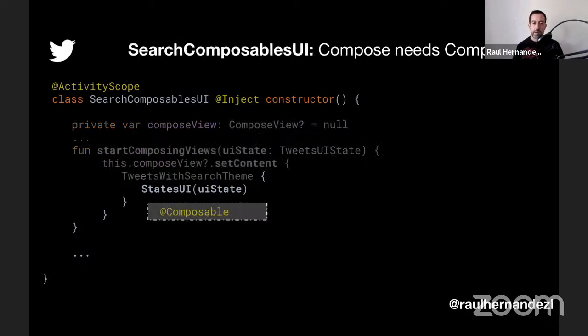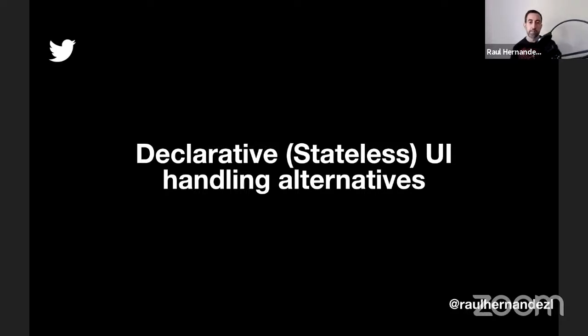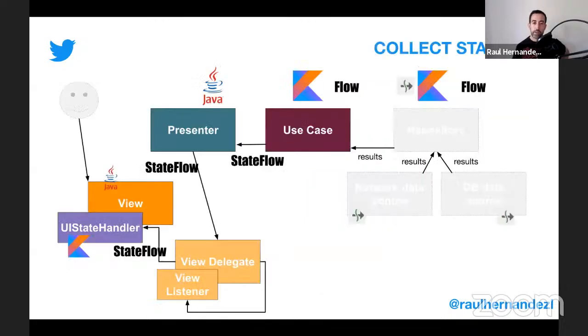Now you have states UI, and the states UI is going to pass this UI state, and this is going to be our first composable right there. So this is it, the states UI, passing the UI state, and then checking what state that is, and then we need to start from this particular bit. So this state is going to be the first one that we are going to implement in Compose. So let's see, declarative, stateless UI, and some alternatives. Also we could use the use case, passing the UI state handler, handling those UI states, and passing this to the declarative UI.